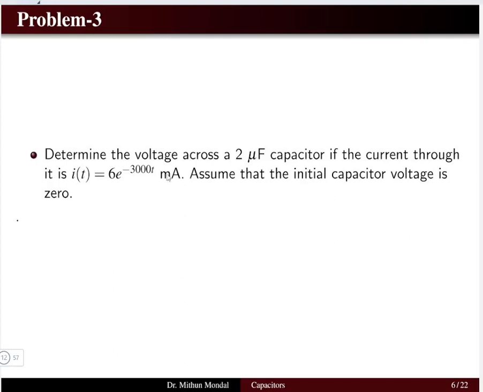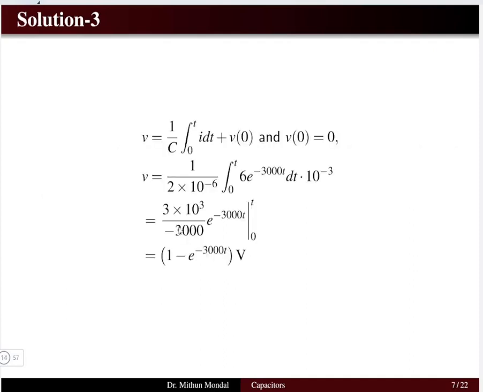Problem 3, determine the voltage across a 2 microfarad capacitor if the current through it is given to us. Assume that the initial capacitor voltage is 0. So the initial voltage that is stored in the capacitor is 0 and the current is given. Now you have to determine the voltage. So in the previous problem we determined the current, now we will determine the voltage.